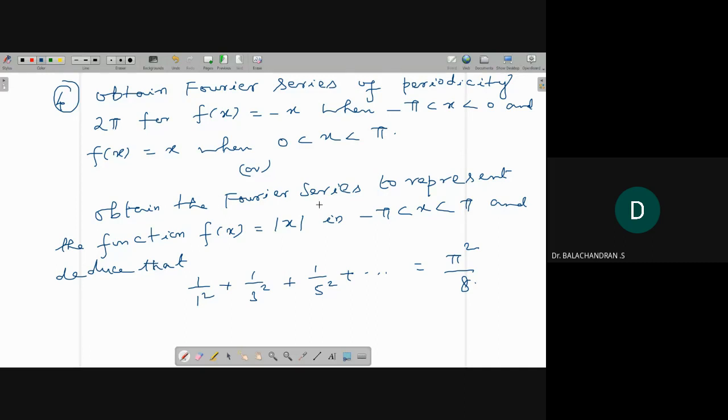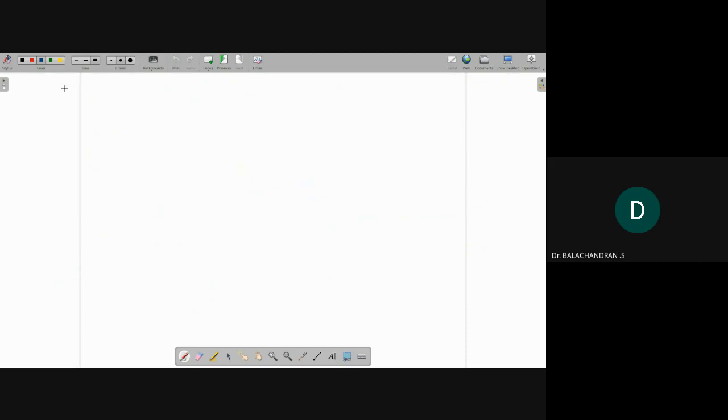Okay, so here we need to represent the function f of x equal to mod x. So mod x, the definition is what? Mod x is equal to minus x in this interval minus pi to 0, and mod x is equal to plus x when x lies within 0 and pi. And we know that f of x equal to mod x is an even function. So since f of x is equal to mod x is an even function, this implies bn equal to 0 for every n.